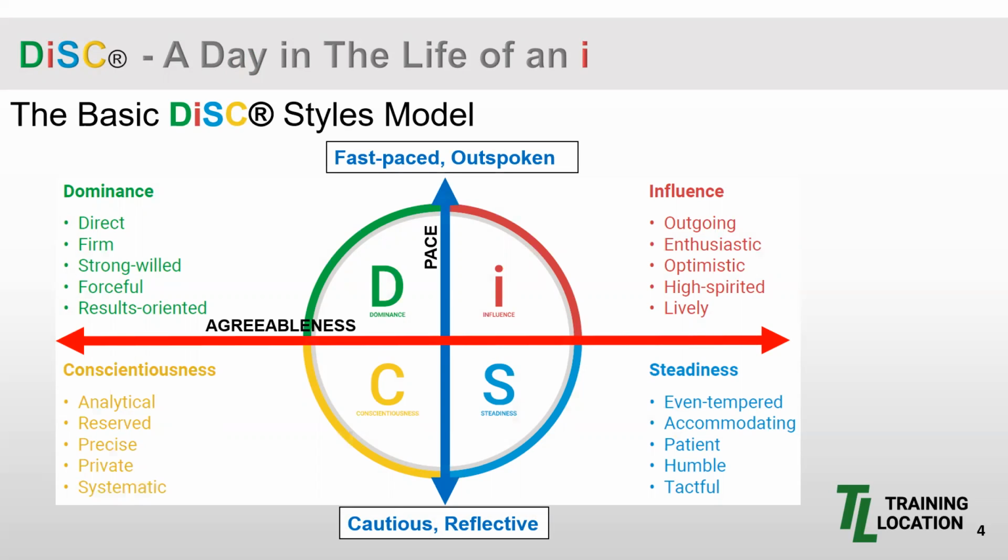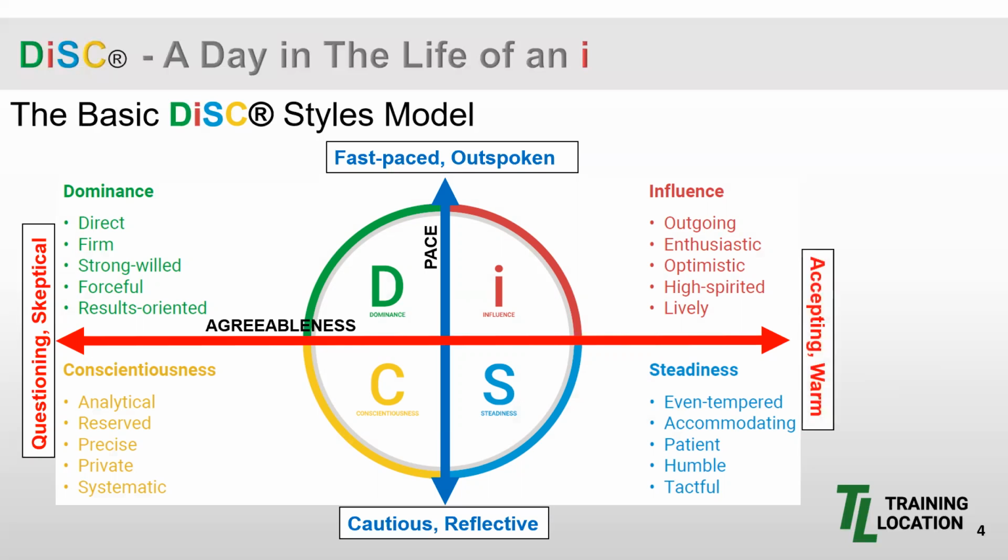The second horizontal dimension is known as your agreeableness quotient, and this is to say those who are less agreeable place a lower priority or concern for cooperation and social harmony. We refer to them as questioning and skeptical, and that's on the left end of the dimension. Those who are more agreeable place a higher priority on cooperation and social harmony. We refer to them as accepting and warm, and you see that on the right end of that horizontal dimension.